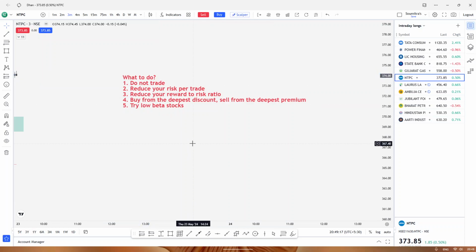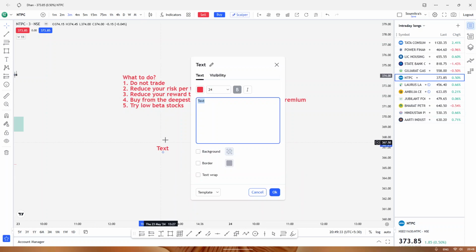But some of us, like me, have an addiction to doing intraday every day. So for them, the second point is reduce your risk per trade. For example, if you are normally trading 1% loss per trade, then reduce it to 0.5%. If you are trading 0.5% of loss per trade regularly, then reduce it to 0.25%, something like that.